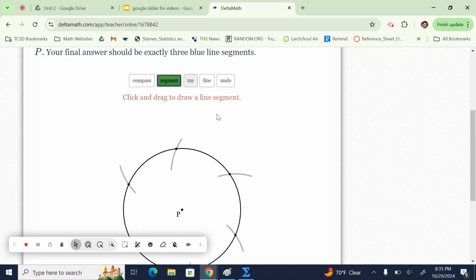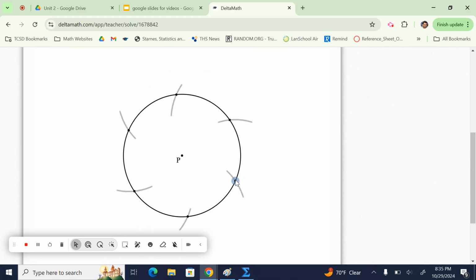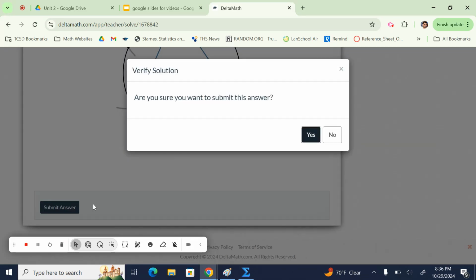Now, I grab the segment tool and I connect every other point. So here to here, here to there to there. And there is going to be my equilateral triangle.